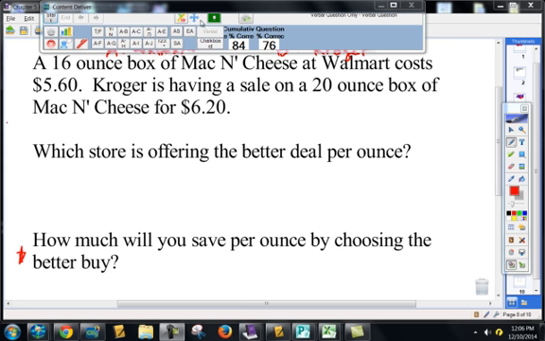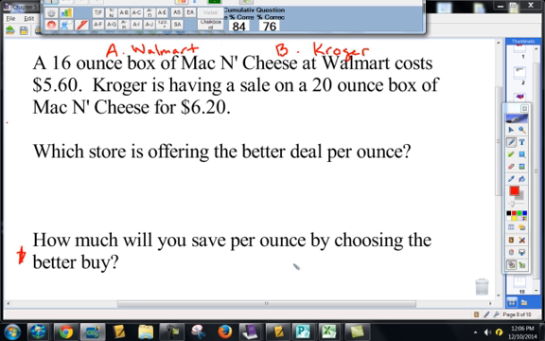Okay, so this is a better buy question. You're going to see one just like this on the test tomorrow. Exactly like this, probably. So be ready to roll. Okay? A 16-ounce box of mac and cheese at Walmart costs $5.60. That's one ratio, correct? Then I know that Kroger is having a sale where they can get the 20-ounce box for $6.20. I want to figure out which one is the better buy.